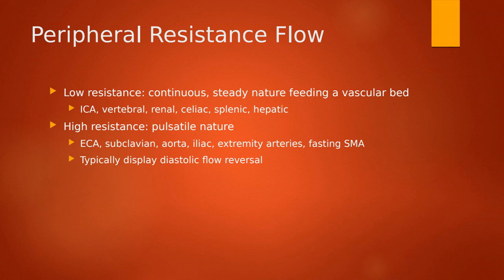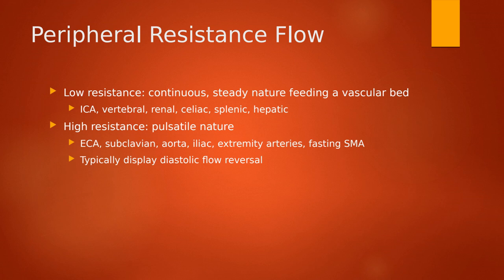So our low resistance vessels, they're feeding a vascular bed. They're going to have a continuous flow, right? All of our arteries, all of our veins have a continuous flow. But high resistance vessels, these are going to be very, very pulsatile. Like we said, high resistance, the fluid needs to travel faster, needs to have a higher velocity to get through that high resistance vessel. When you have a vessel that's lower resistance, it can kind of travel a little bit slower, right? There's not as much obstructing it or blocking it from getting to where it needs to go. So it doesn't have to travel as fast.